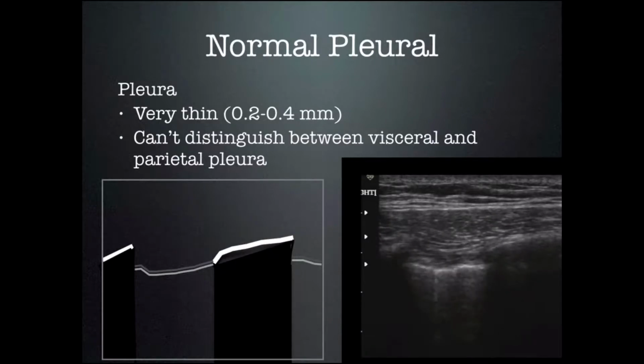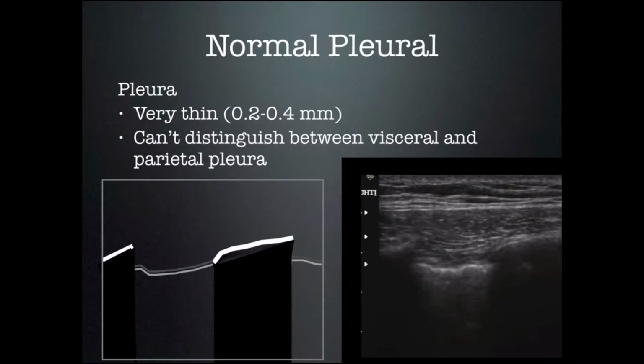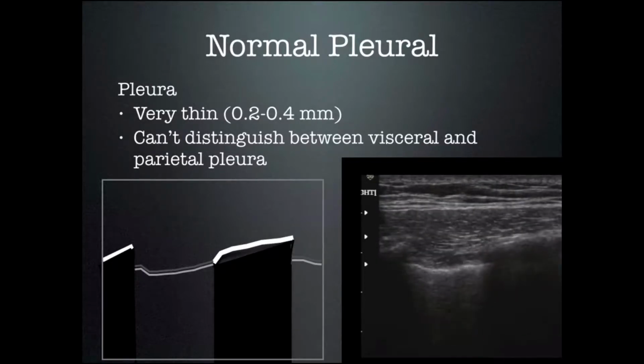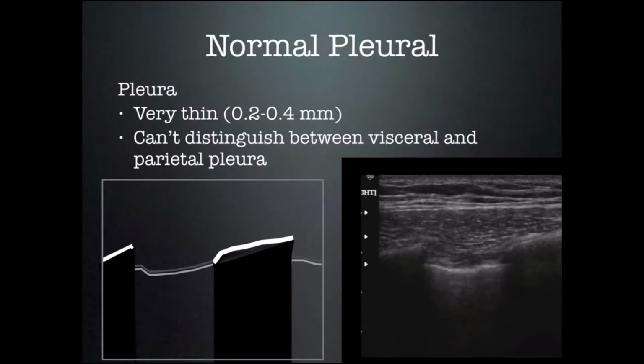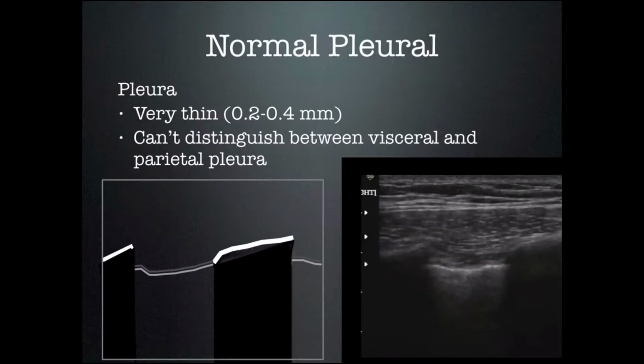Now the pleura are very thin. They're between 0.2 and 0.4 millimeters thick, and ultrasound cannot differentiate between these two pleural surfaces. In our diagram to the left, we can see that the pleural surfaces are adhered one to another, and we cannot distinguish them on ultrasound. They just look as a single bright line. Because there are two surfaces and they're moving against one another, we can see the relative movement as sliding back and forth, as we've already covered, which is the sliding lung sign.